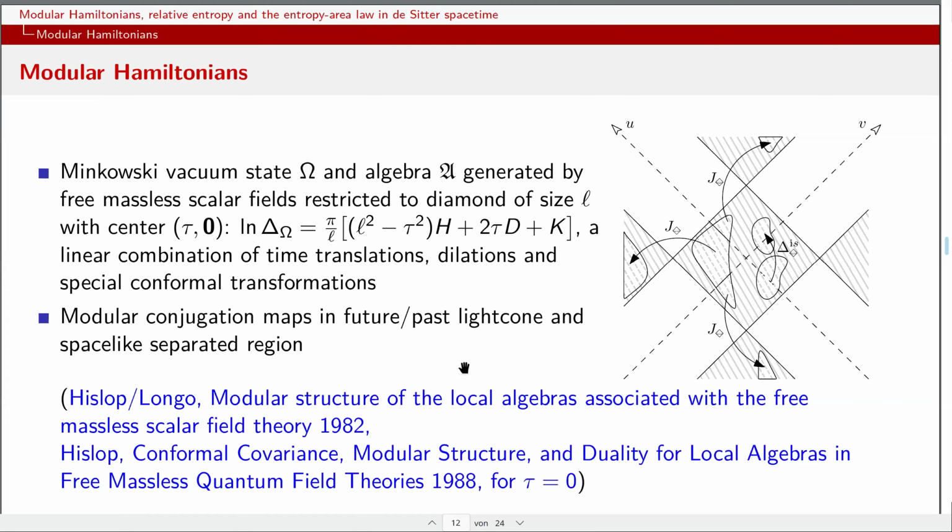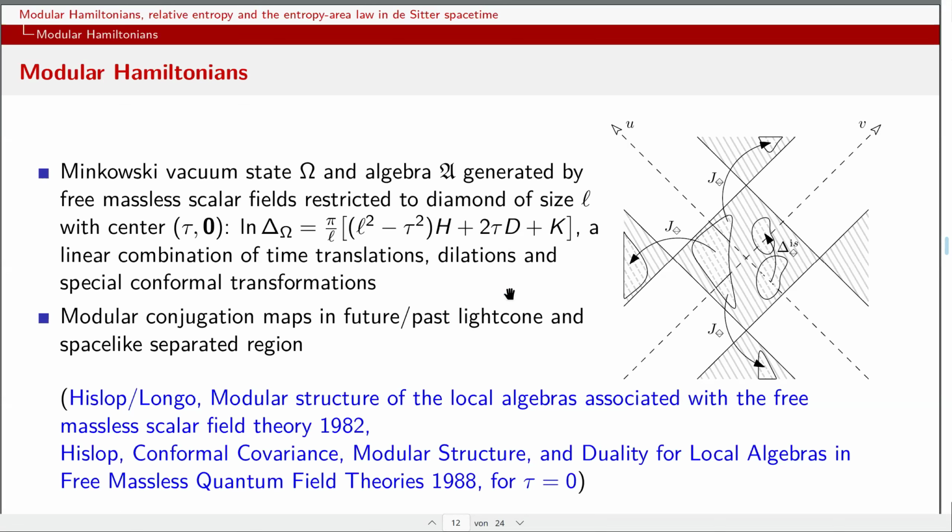In this case, again, we're in a Minkowski vacuum, but now the algebra is generated by free massless scalar fields restricted to a diamond. So now it's really a finite region in space-time. Say a diamond has size L in all directions, and the center is at some point tau 0. And then the modular Hamiltonian is a linear combination of time translations, of dilations, and of special conformal transformations.